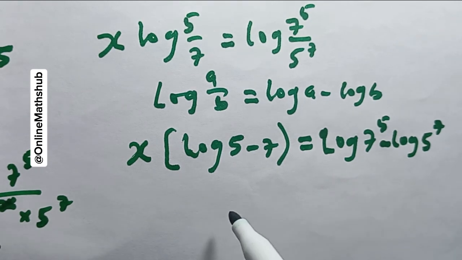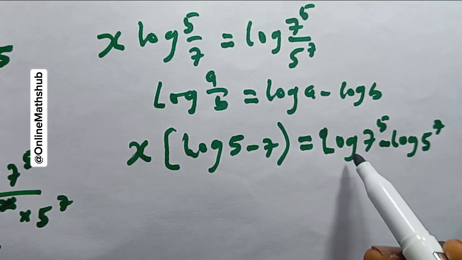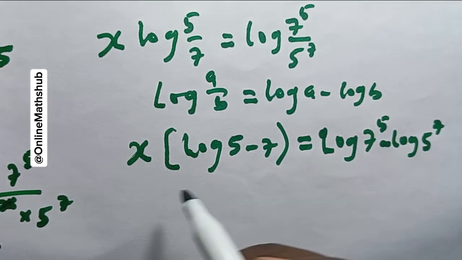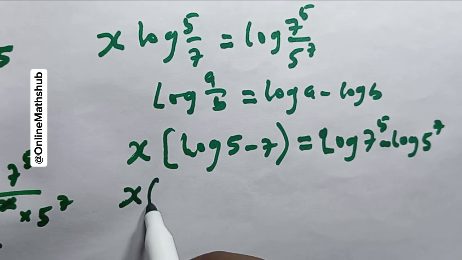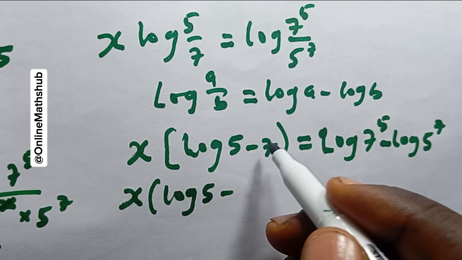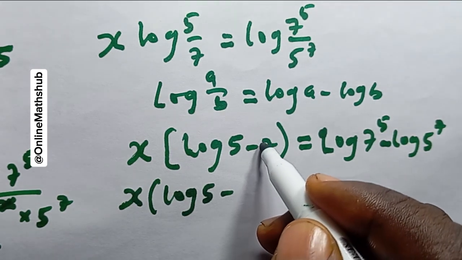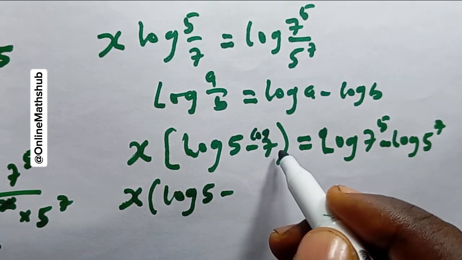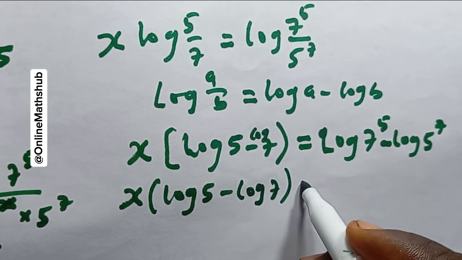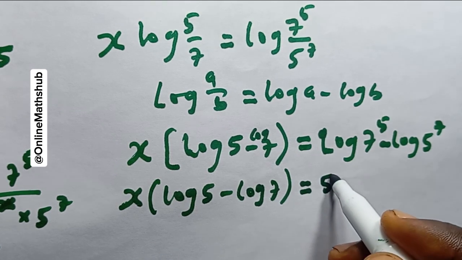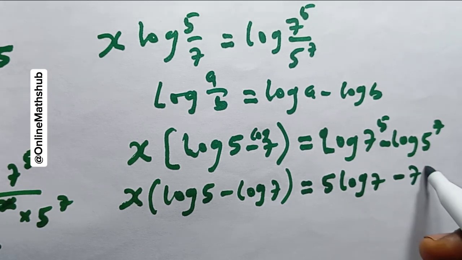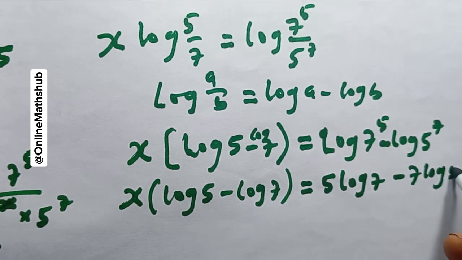Moving on, I will utilize the property of logarithm we used earlier on. I am going to bring these powers down. So I'm going to be having x into (log 5 minus, sorry, this is log 7). Let me write it properly here: log 7 is equal to, so I'll bring down this 5 log 7 minus 7 log 5.